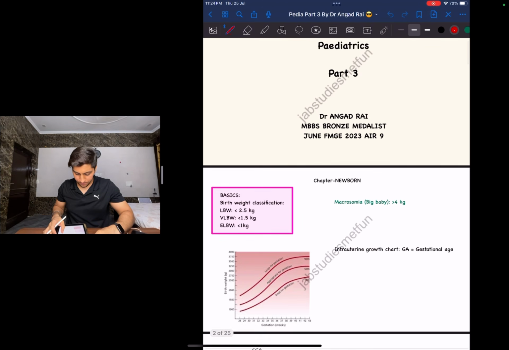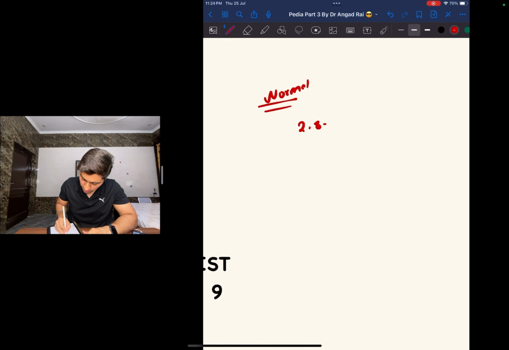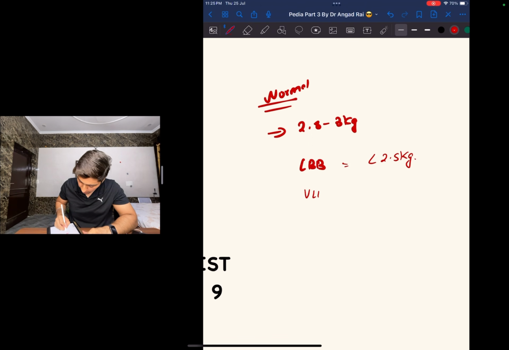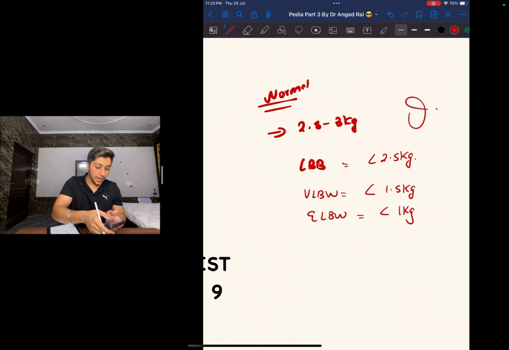Alright, so let's start. First thing in newborn is we need to know what is the normal birth weight. A normal one would be around 2.8 to 3 kgs, correct? And then a low birth weight is anyone who is going to be less than 2.5 kgs, and then a very low birth weight is anyone who's less than 1.5 kg, and then extremely low birth weight is less than 1 kg. Please be careful of these values. These questions have been asked regularly and they might come again as well. So make sure that you get this done.